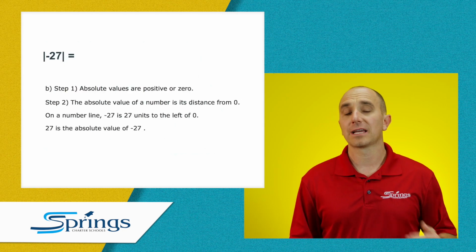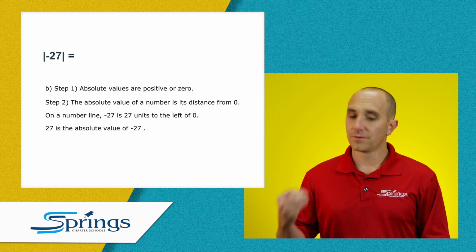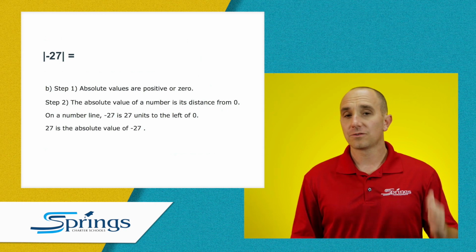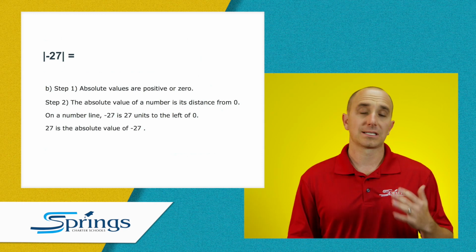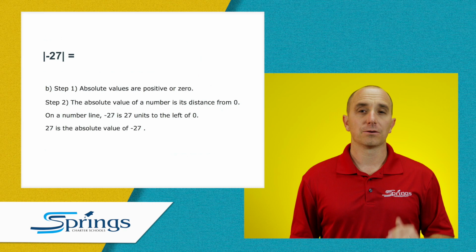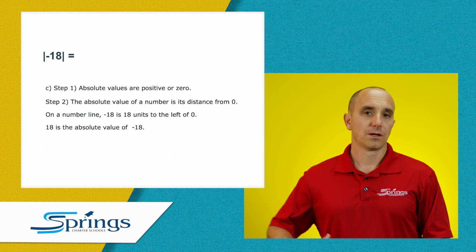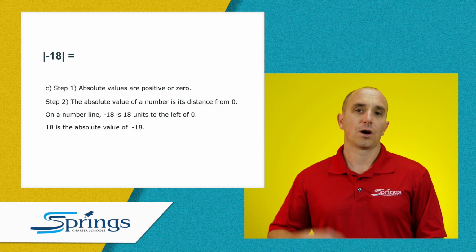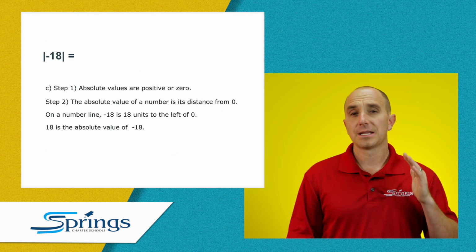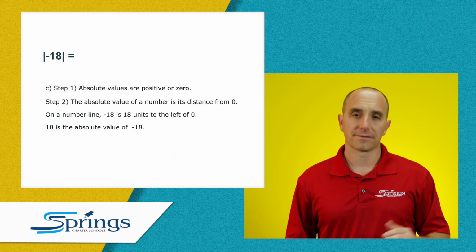Let's try this one. Now we have a -27 inside our absolute value sign. Again, absolute values are positive or 0. Remember, it's about the distance from 0. If we were to make a number line, -27 would be 27 units, this time to the left of 0, but we're just counting the units. So 27 is the absolute value of -27. All right, let's try -18. Again, we keep going back to the idea that absolute values are either positive or 0, and we're only measuring the distance from 0. Since -18 is 18 units from 0, 18 is the absolute value of -18.